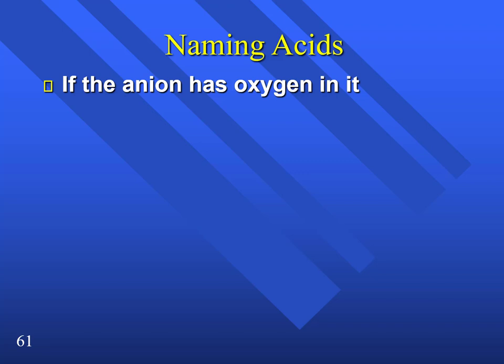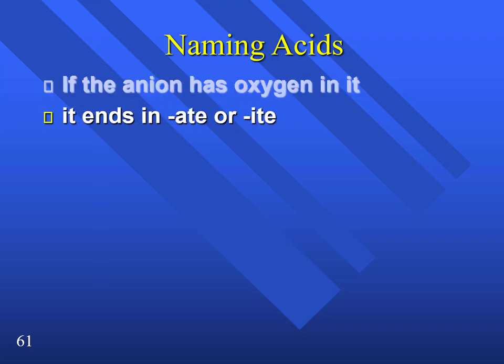If the anion has oxygen in it, so "-ide" means, hydro means no oxygen. If it has oxygen, it's not going to have hydro. But if it has oxygen, we're talking about the ones that end in "-ate" or "-ite." That's how we're going to know they have oxygen in them.